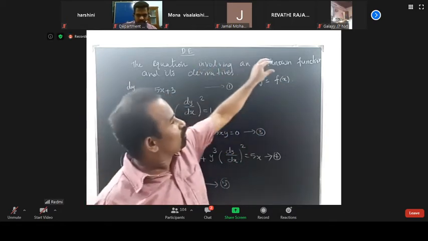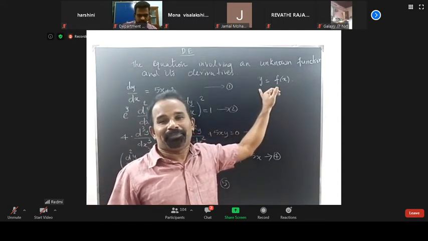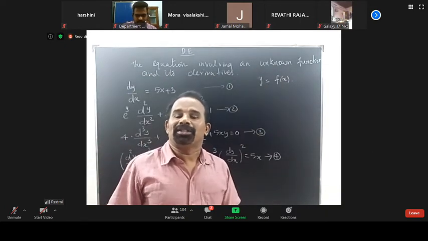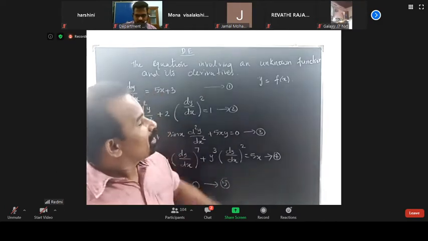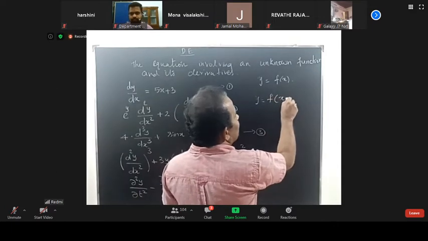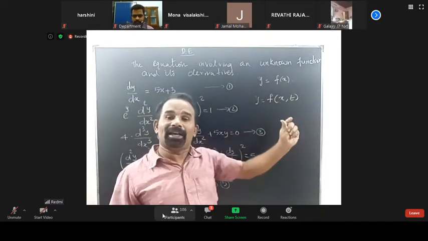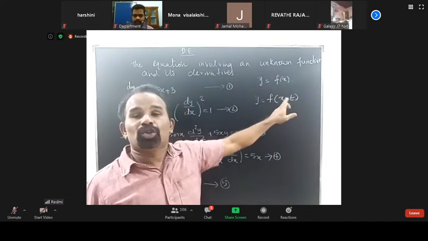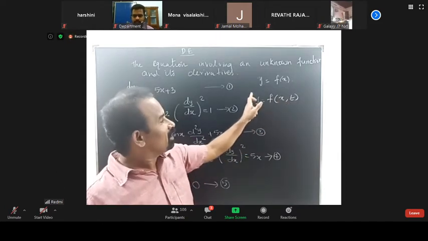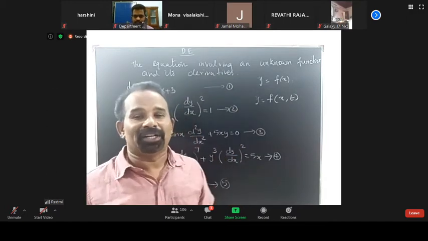Suppose this unknown function depends only on one independent variable, then the differential equation is called ordinary differential equation. Suppose the same function y is a function of x and t, a function of two variables. Here, x and t are two independent variables. So that differential equation is called partial differential equation.